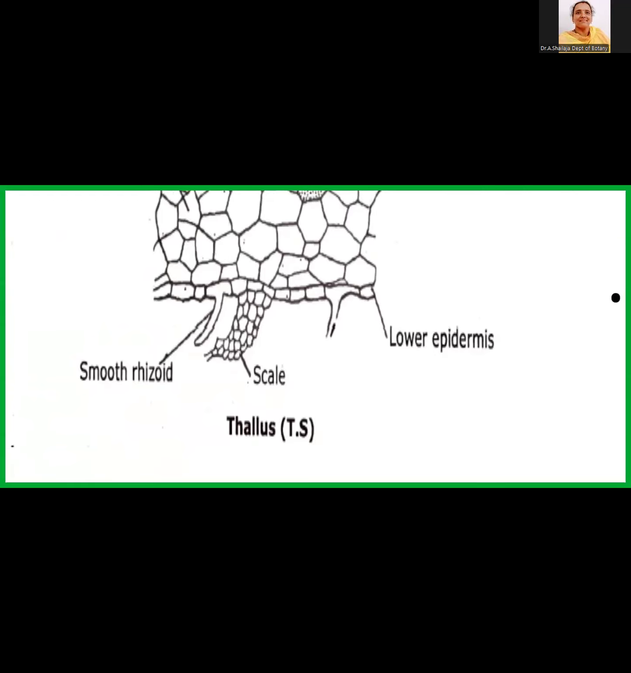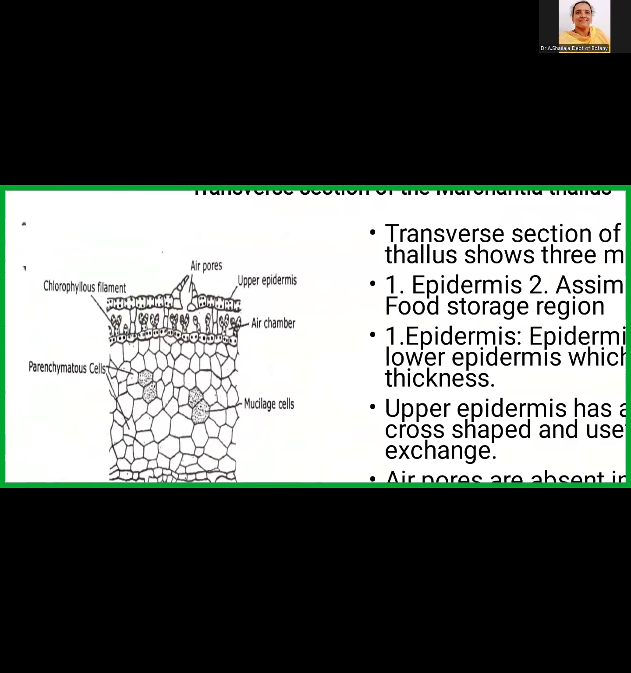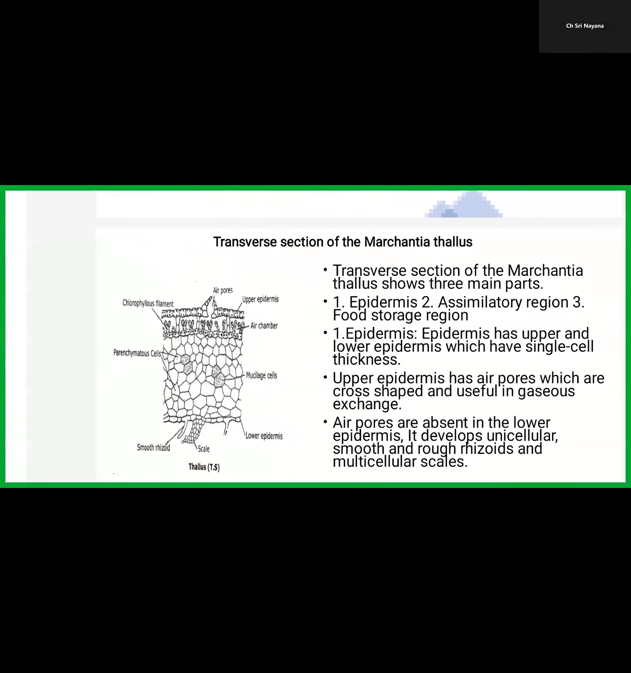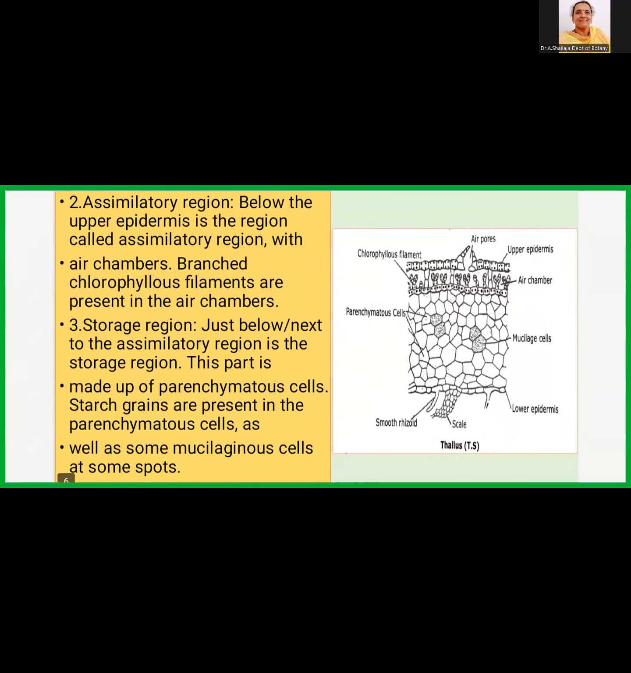Okay, that is the lower epidermis, and the upper epidermis having the air pores. Understood? Yes, ma'am. Okay. Next, see here, assimilatory region. Tell me, are Marchantia and gametophytes the same? Marchantia is different, gametophytes are different. In Marchantia, the thallus is called the gametophyte.